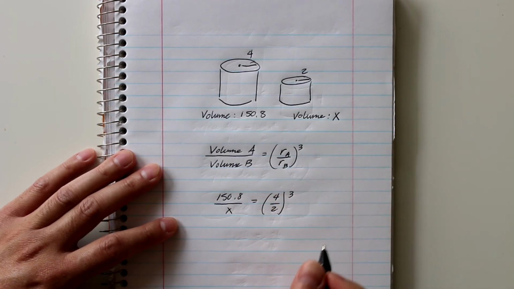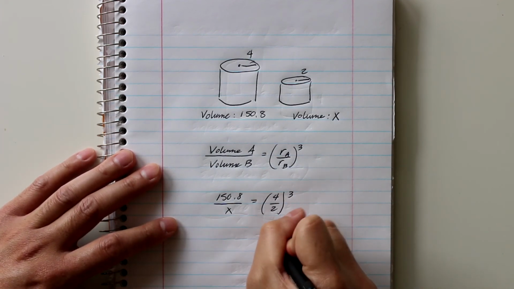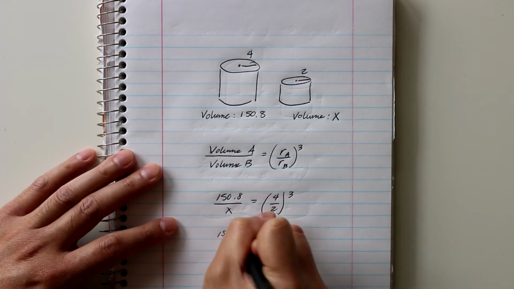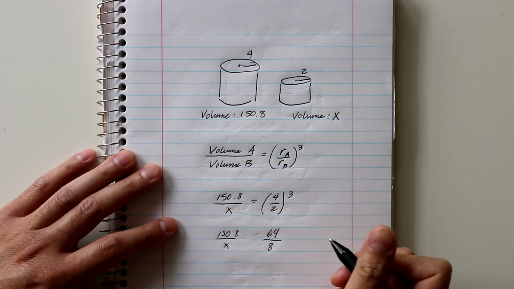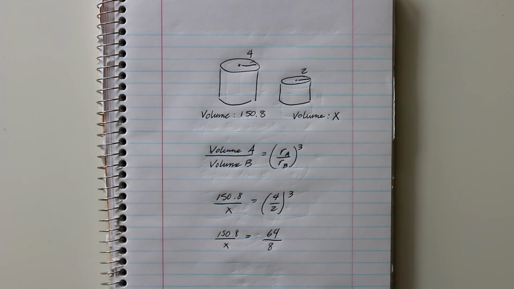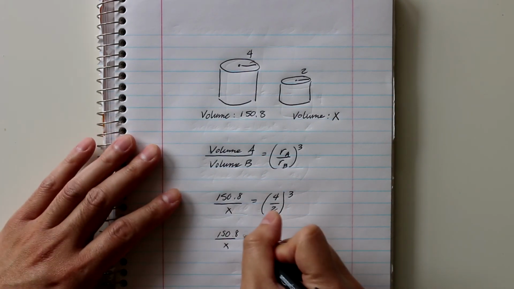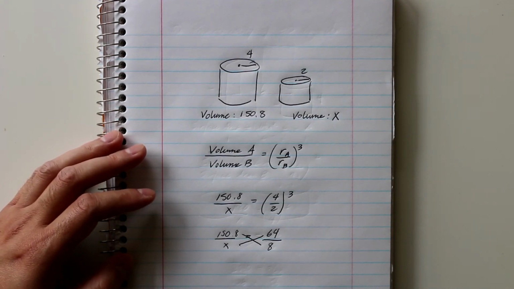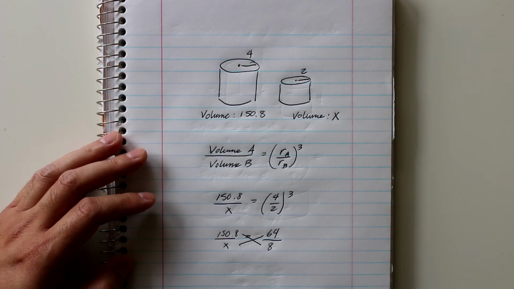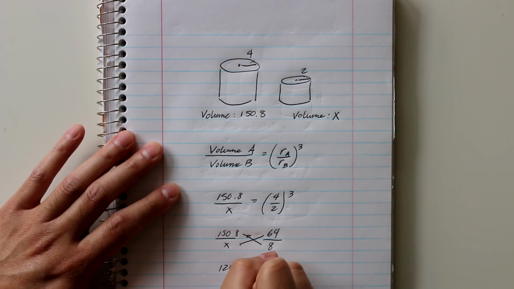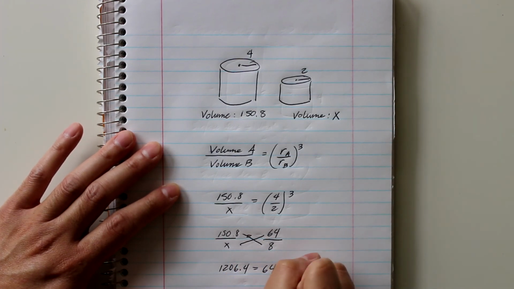Now, we'll go ahead and raise this to the power of 3. 4 to the power of 3 gives us 64. 2 to the power of 3 gives us 8. And at this point, you could just simplify this and say it's equal to 8. But let's keep it simple, because we're already using cross multiplication as a method. So we'll cross multiply here. 150.8 times 8 gives you 1206.4, and it's equal to 64x.